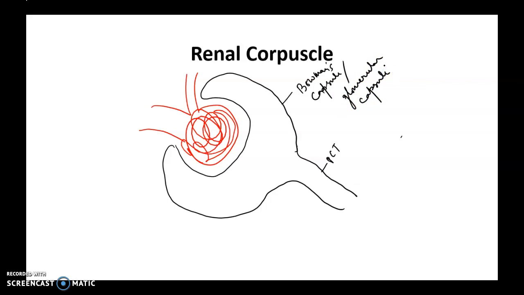Cool. What else do we see? We see the afferent, actually I should label it with a different color. We see the afferent arteriole.